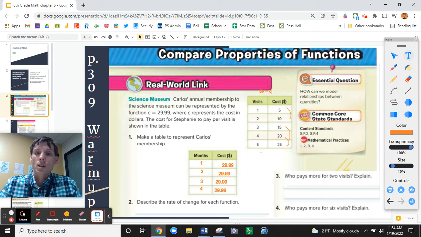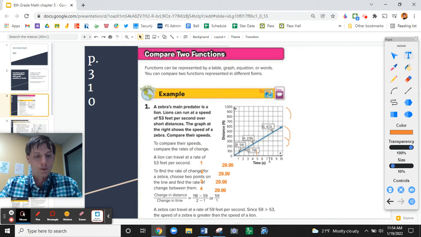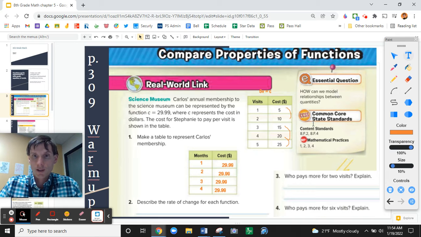Who pays more for 6 visits? Well, we can see this is going up by 5. We know at 6 visits it should be 30, right? We see the same rate going up by 5, but we could also stick it into the equation, 5 times 6 being 30. So who pays more for 6 visits? At 6 visits, we see that Stephanie pays more.